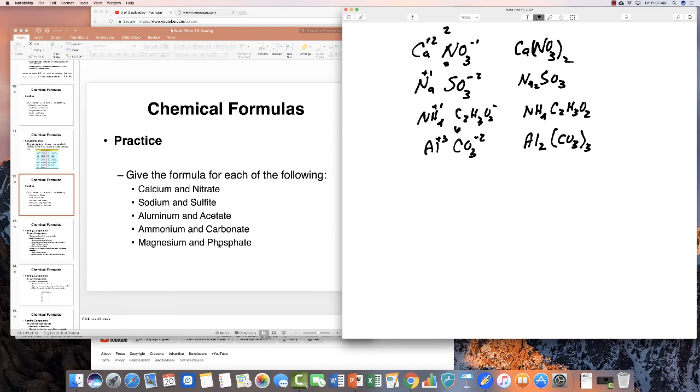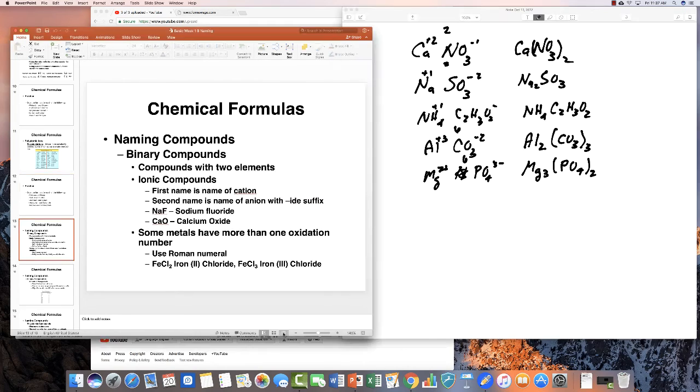And then the last one's magnesium and phosphate. Phosphate is PO4 3-. Magnesium is 2+. So 6 is the least common multiple. 3 goes into 6 three times. 2 goes into 6 two times. So this is magnesium phosphate.